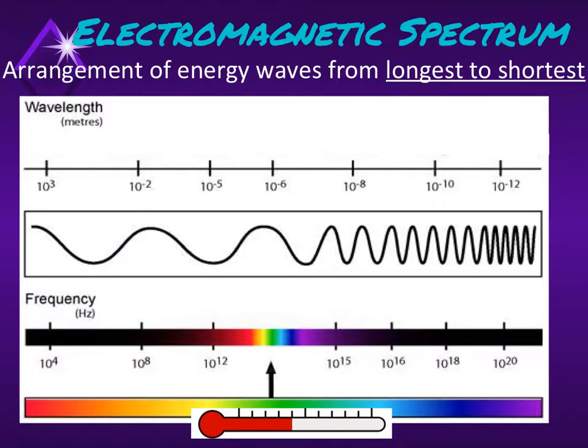Okay, so looking at the electromagnetic spectrum, we notice that the arrangement of energy waves goes from longest to the shortest. Over here, having our long waves, and over here, having our very short waves. Okay, so we want to label a few things on here. We want to label over here where the long wavelengths are. And over here we have the short waves.